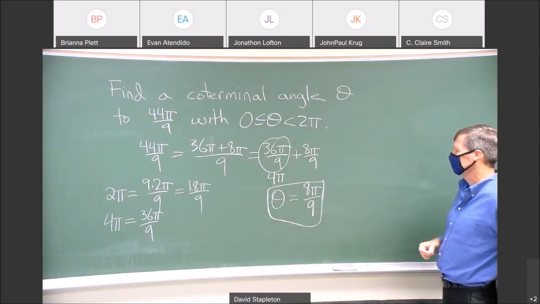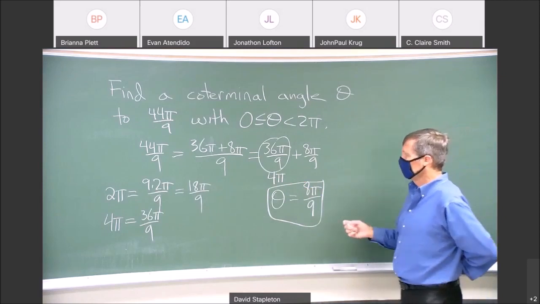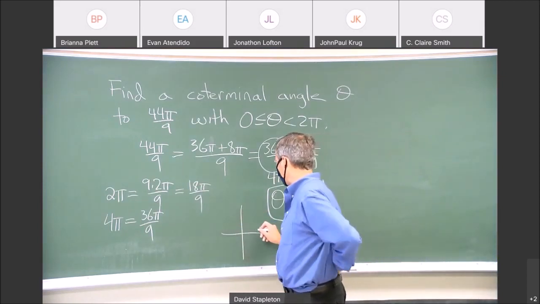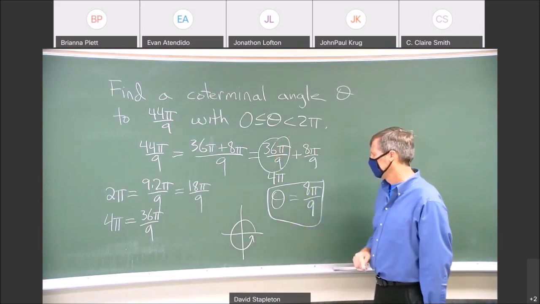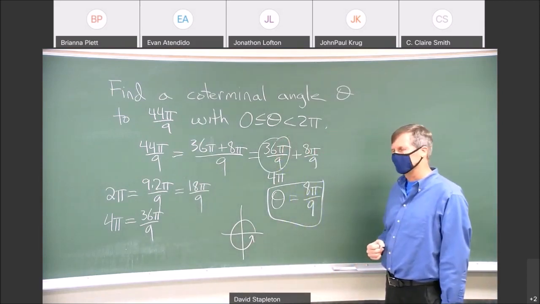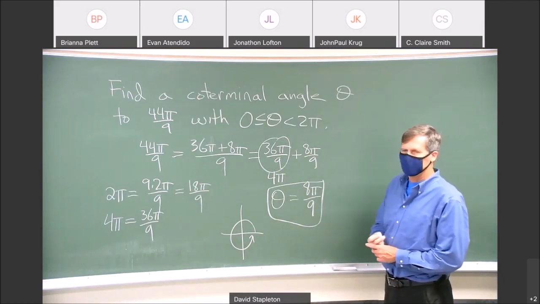But doesn't that go in the same direction? Yes, it's okay to go in the same direction. In fact, you just want it to be between 0 and 2 pi, so you want it to be counterclockwise somewhere in here. Any others?